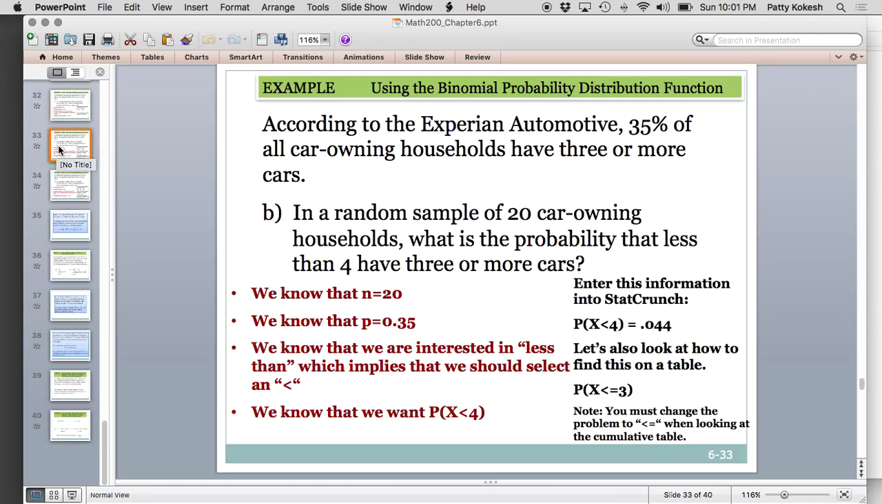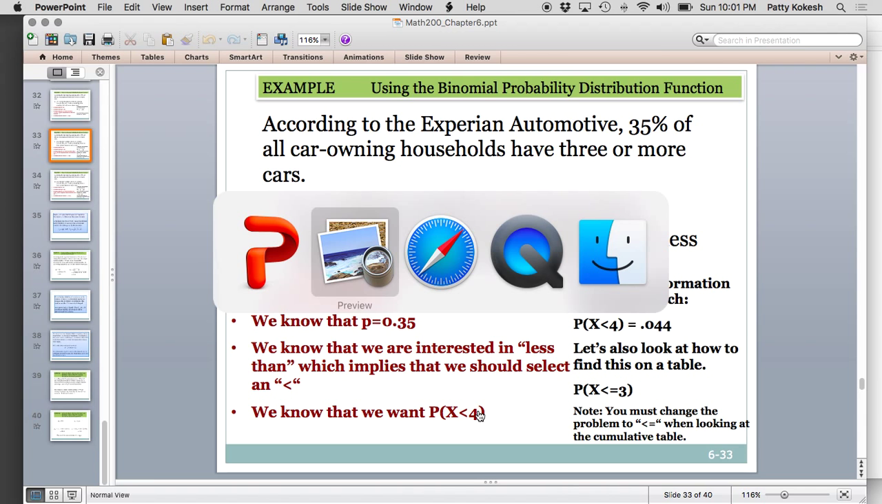Okay, so we have the same setup here, but now we want to know in a random sample of 20 car-owning households, what is the probability that less than 4 have 3 or more cars? If we think about this one, we still have 20 trials and the same probability of success. Less than 4 implies that we want a strict less than symbol. So we know that we want the probability of x less than 4.